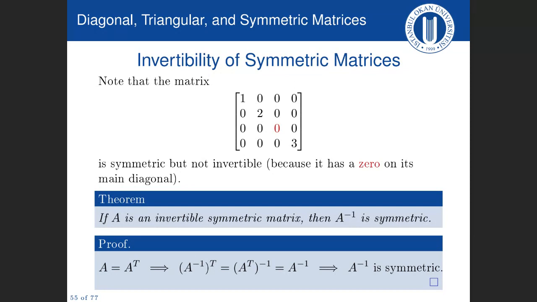If A is an invertible symmetric matrix, then A inverse is symmetric. And the proof is quite simple. If we start by assuming that A is symmetric, then we're starting by assuming that A is equal to A transpose. But because the transpose of A inverse is the same as the inverse of A transpose, and if A transpose is just A, then that's just A inverse. And that then proves that A inverse is symmetric.